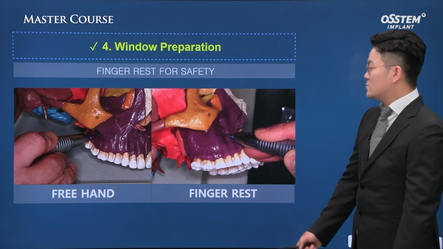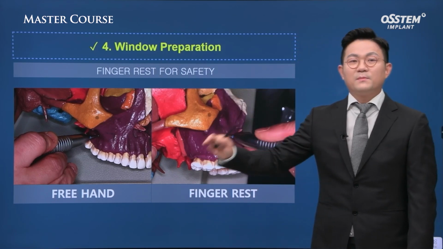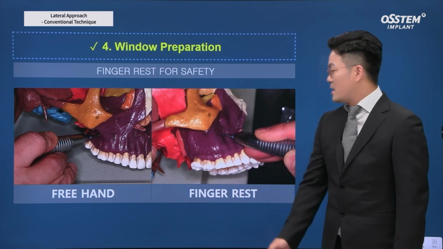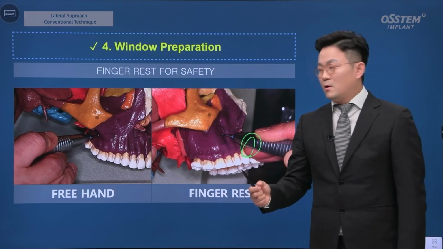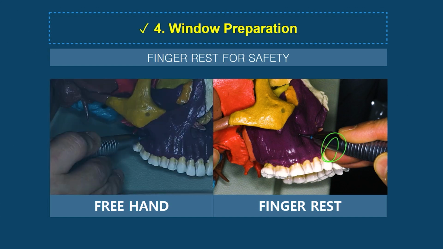And rather than freehand, always use a finger rest on the front teeth, and that avoids any slippage or damaging other structures. So again, on the front tooth, you give a finger rest. And if you go in vertically, there could be a tear going through to the sinus. So again, go from the side. And rather than giving a vertical force, it's better to give side force.